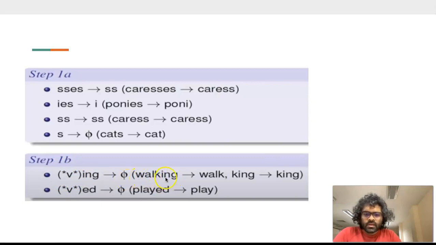Suppose we find working. Here work is a verb, and then the ing part is there. So the ing part reduces to null, and work remains as it is. But for skiing, what will the syntax be? It is ing, and before it is just k, and k is not a verb, so we are not changing anything. So king remains king. Same with the next rule: verb followed by ed, we nullify the ed part and retain the verb part. So played became play.